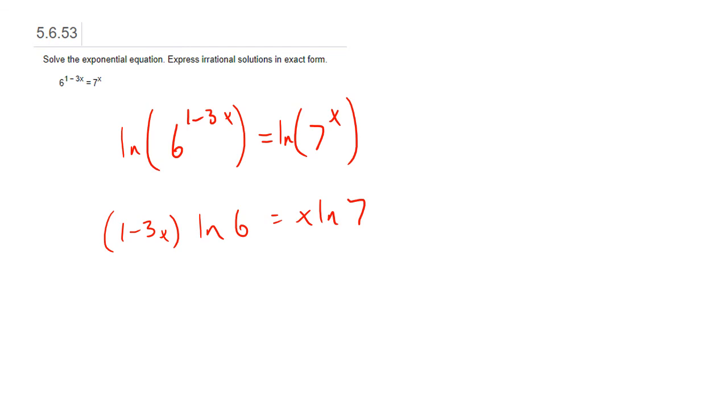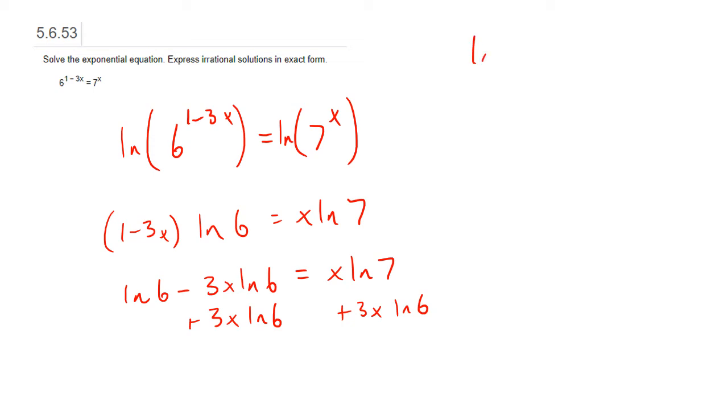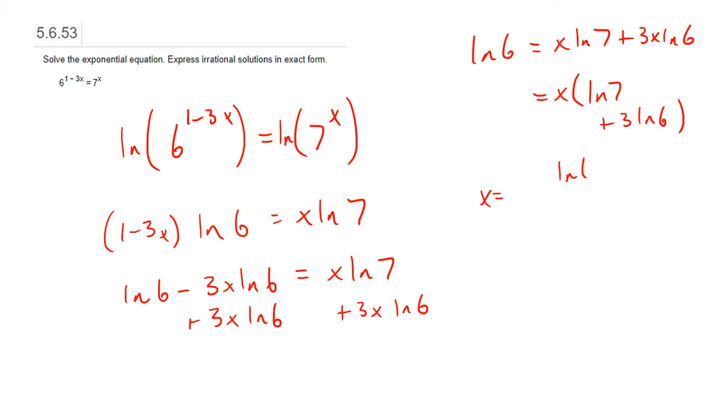So let's distribute this on the left. I get natural log of 6 minus 3x natural log of 6 equals x natural log 7. I'm going to add 3x log 6 to both sides. On the left, I now just have log 6, but on the right, I have x times the natural log of 7 plus 3x times the natural log of 6, from which I can factor out an x: log 7 plus 3 log 6. Now I can divide by log 7 plus 3 log 6 to obtain x is log 6 over log 7 plus 3 log 6.